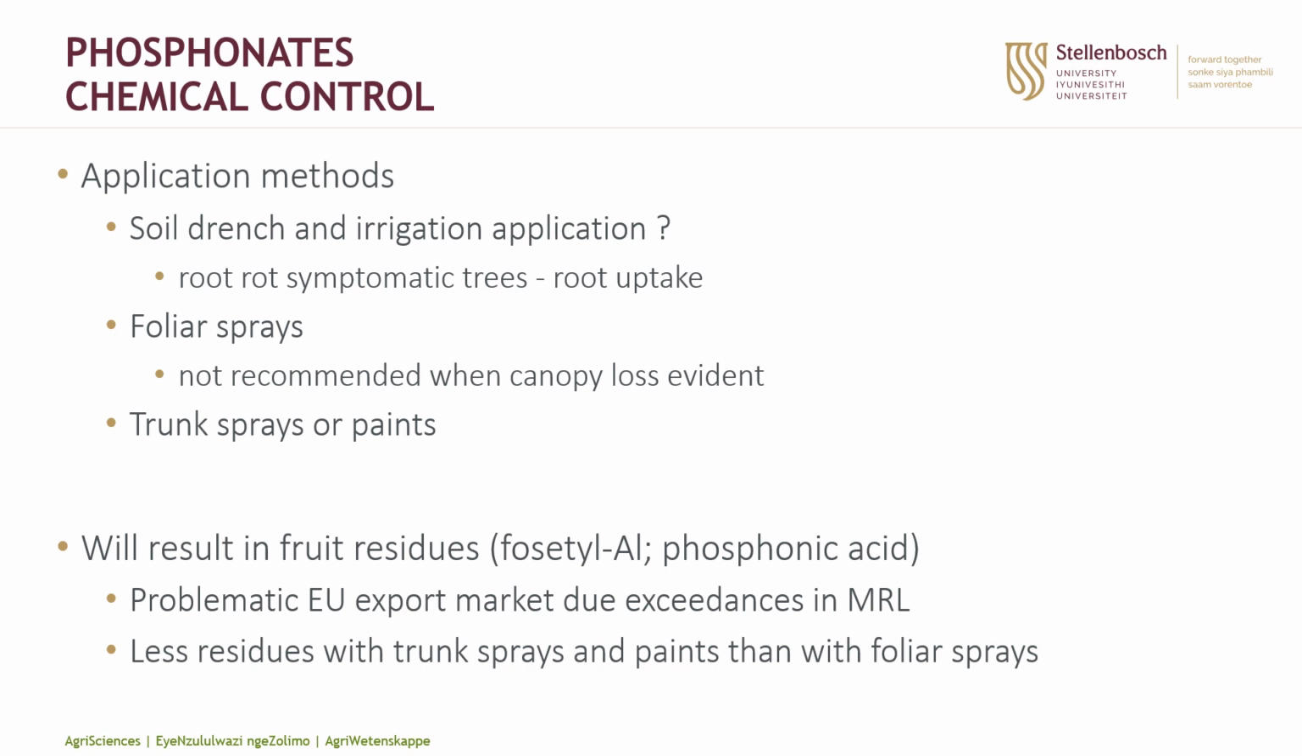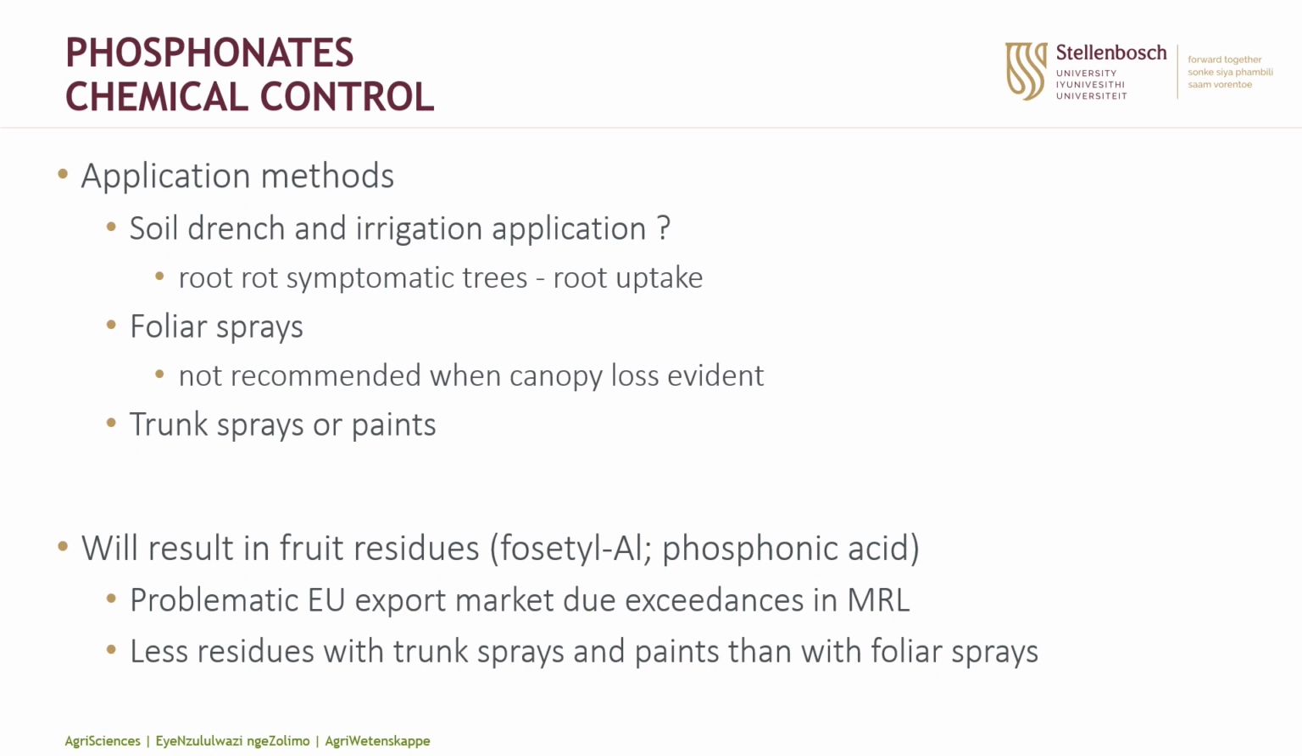For foliar sprays, it's important that there are still enough leaves left on the tree to actively absorb the product. And similarly, if you do want to apply soil applications to trees that are very diseased and don't have a lot of feeder roots, as with Ridomil, the phosphonates cannot be taken up by the tree if there are not enough feeder roots.